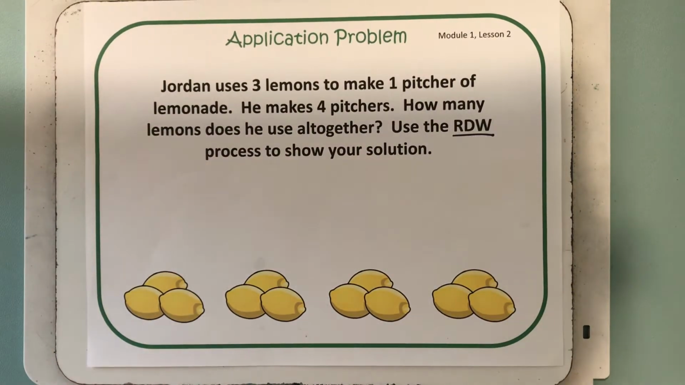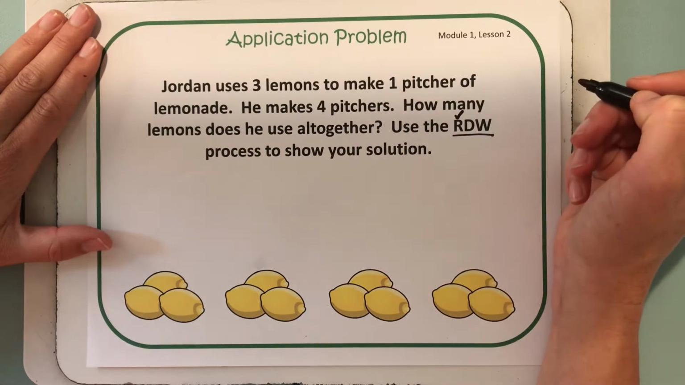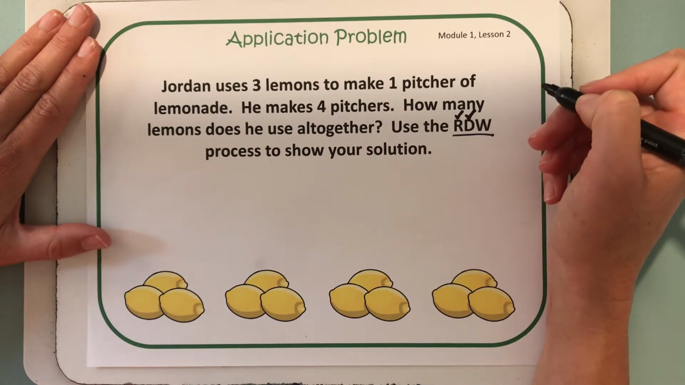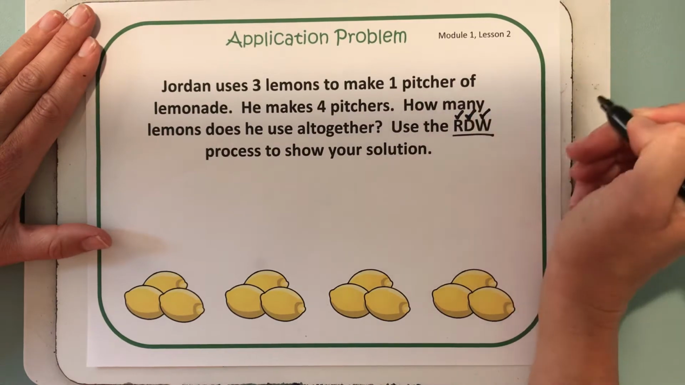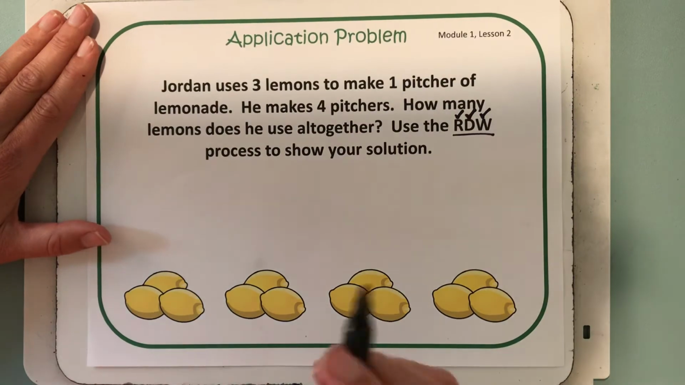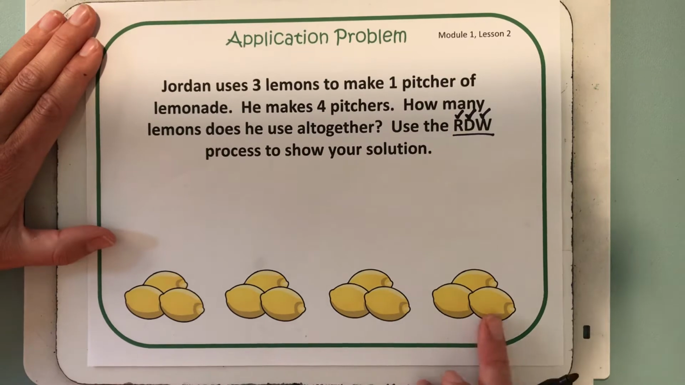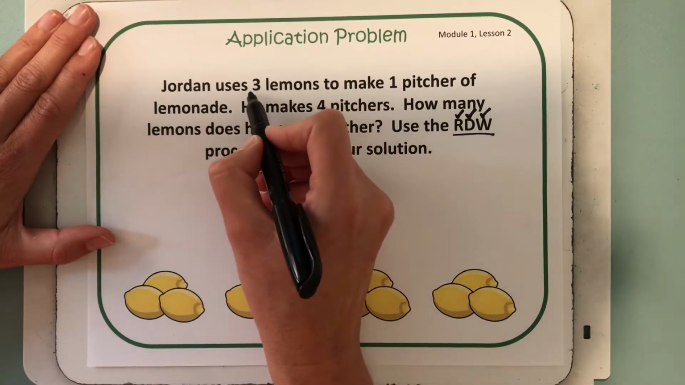RDW, what does that mean? Well, RDW means that we're going to read the problem, which we just did. We are going to draw a picture, or maybe we'll try to solve it with a number sentence, like multiplication or a repeated addition sentence. And we are going to write a sentence after we have solved the problem. So we read it. Now I think I might draw it this time because they gave us some pictures down here. They already did the lemons for me, and I know I'm going to circle 3 lemons.